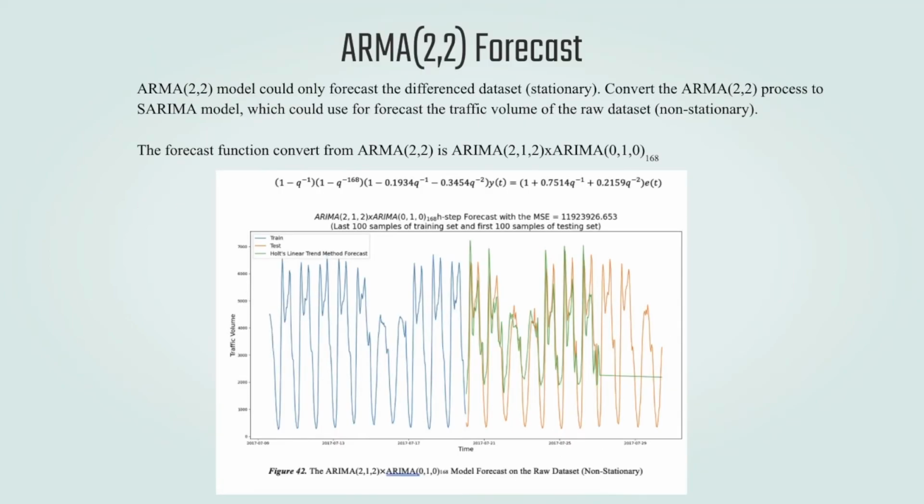The ARMA(2,2) model could only forecast the stationary dataset, so I convert the ARMA(2,2) process to the SARMA model, which could be used to forecast the traffic volume of the raw dataset. As the graph looks, at first the forecast is not bad, but after 1 week, the forecast traffic volume is decreasing over time.